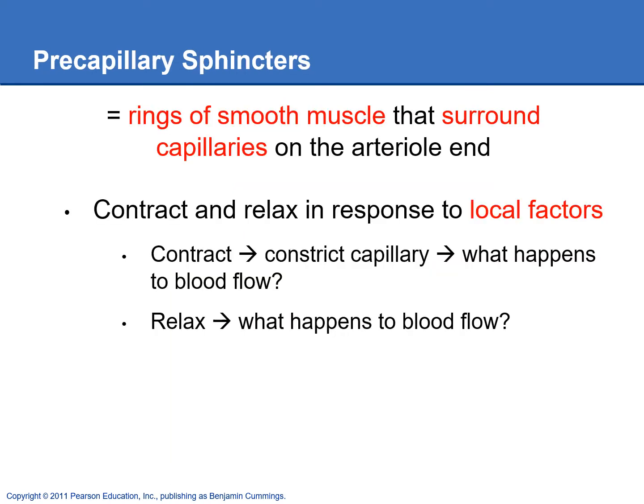As we move to our capillary beds at the arterial ends, we have the precapillary sphincters. They're just rings of smooth muscle that surround the capillaries, and they will contract and relax in response to local factors. So they'll be affected by oxygen levels, carbon dioxide levels, pH, things like that. So when the smooth muscle in the precapillary sphincters contracts, that will decrease blood flow into the capillary bed, and then that tissue will not get as much blood. And then when the precapillary sphincters relax, that'll increase the blood flow into the capillary bed.